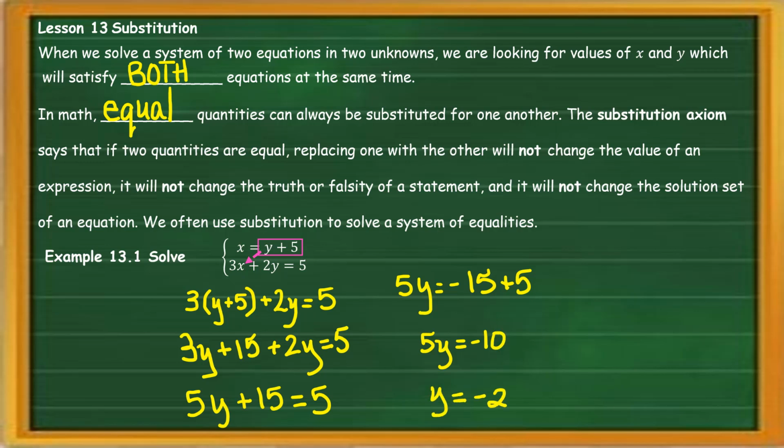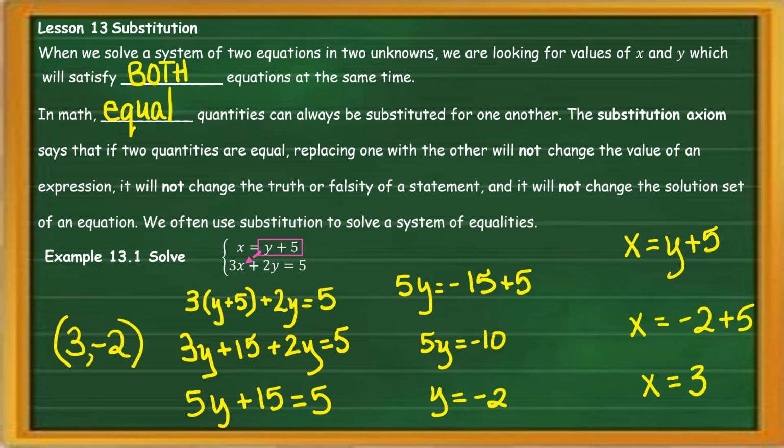All right, so now I know what y is, but I don't have x. So I've got to go back and figure that out. So I know, because back at the beginning, the first equation says that x is equal to y plus 5. And since I know that y is -2, I can figure out what x is just by putting that in for y. So -2 plus 5 is 3. So the point that will work in both equations is 3, -2.